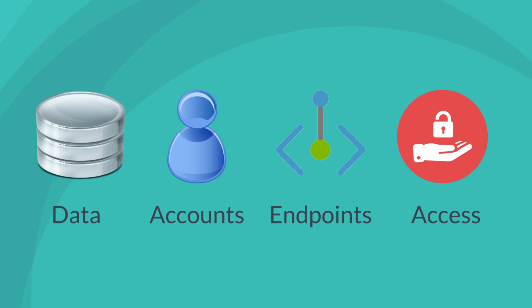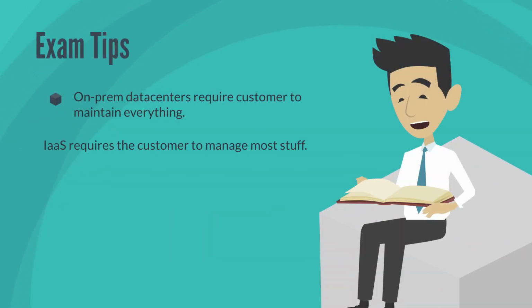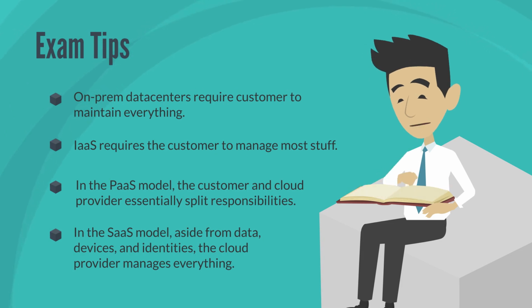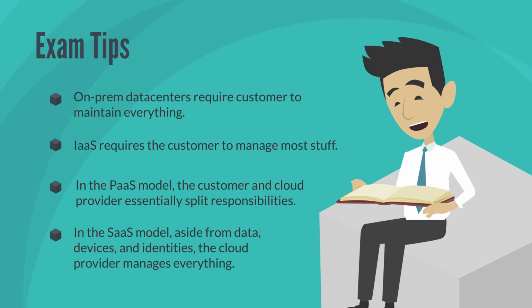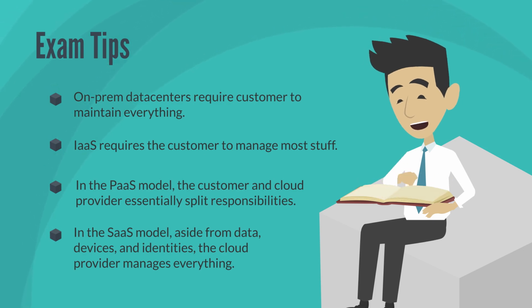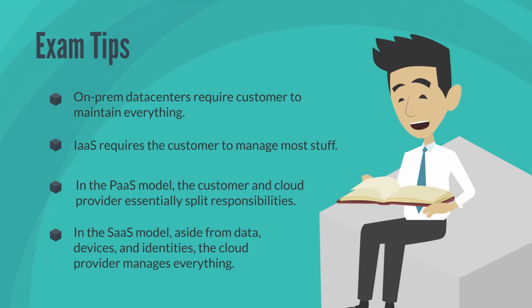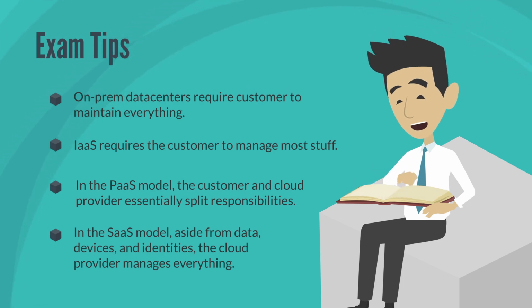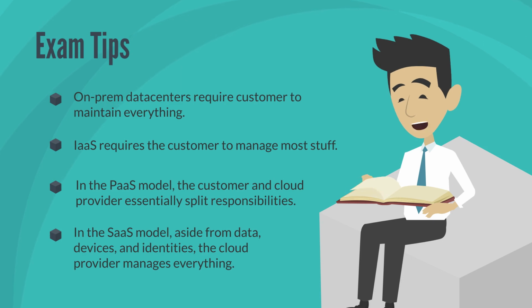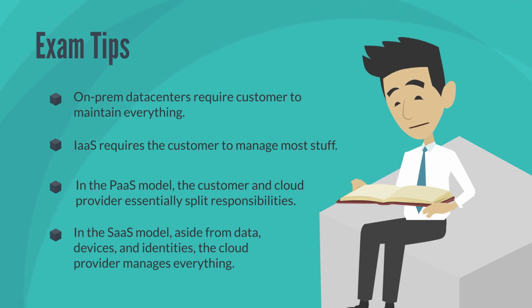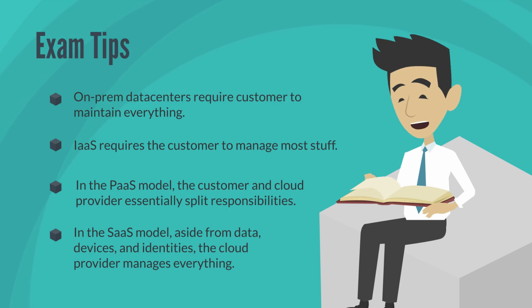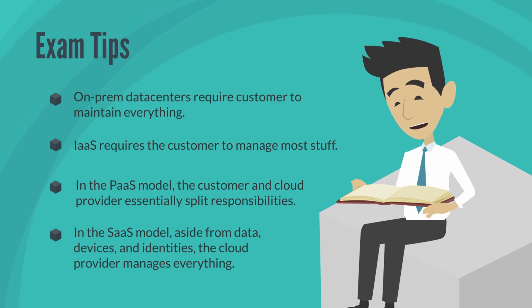So the key takeaway here is that you need to remember that on-prem data centers are going to require the customer to maintain everything. Infrastructure as a service is going to require the customer to maintain most stuff. But in the platform as a service model, the customer and cloud provider are going to essentially split those responsibilities. And then in the software as a service model, or SaaS, aside from the data, devices, and identities, the cloud provider is going to manage everything.